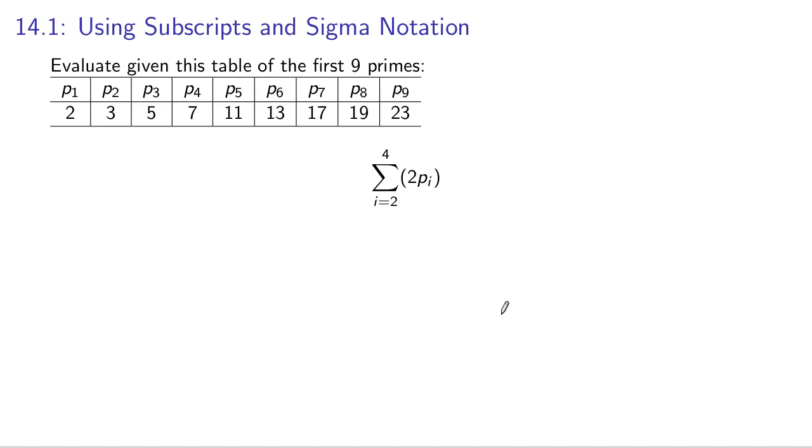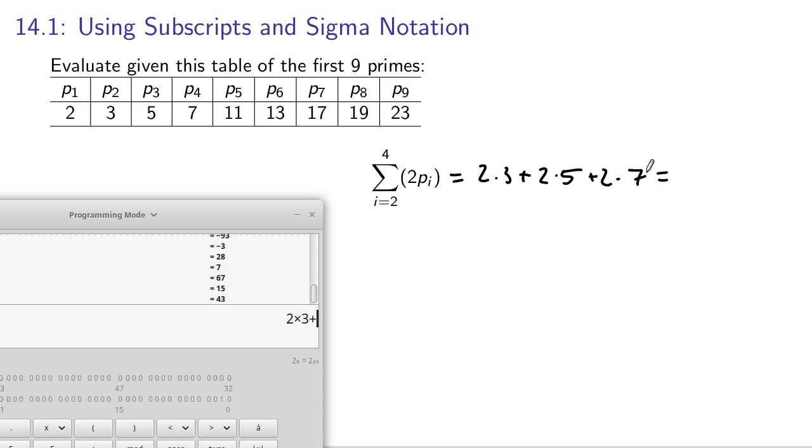What about the sum of p sub i doubled, where we go from 2 to 4? So we have 2 p sub 2, which is just 3, plus 2 times 5 plus 2 times 11. Okay, so p sub 4 is not 11. That's p sub 5. P sub 4 is 7. 2 times 3 plus 2 times 5 plus 2 times 7 is 30.